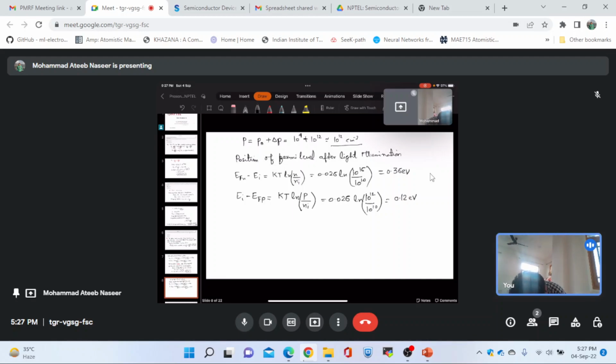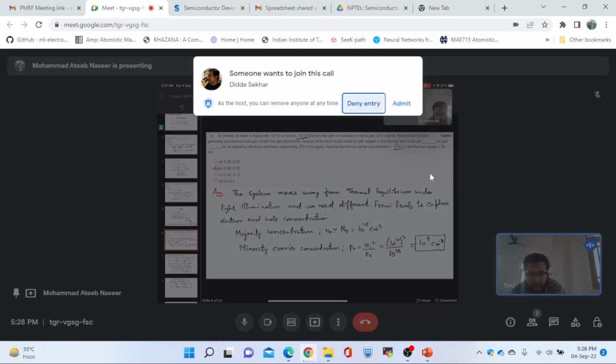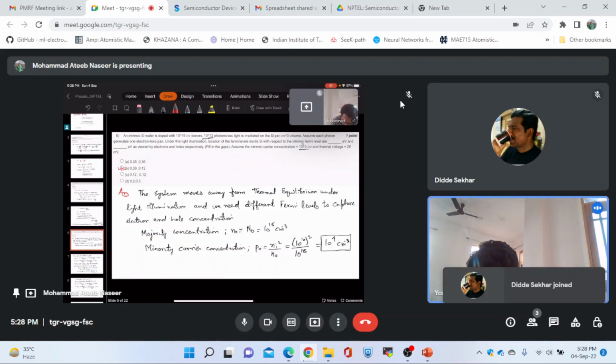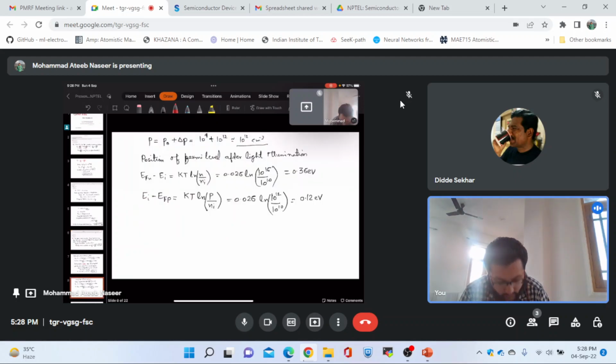Now let us check the options, and clearly option B is matching our results. Under this condition of light illumination, we have been able to locate the Fermi level in both the cases. It came out to be 0.36 electron volts and 0.12 electron volts. So let me write this statement over here.